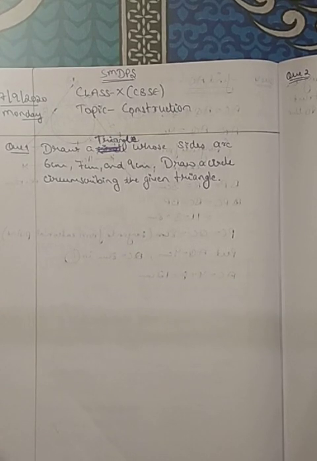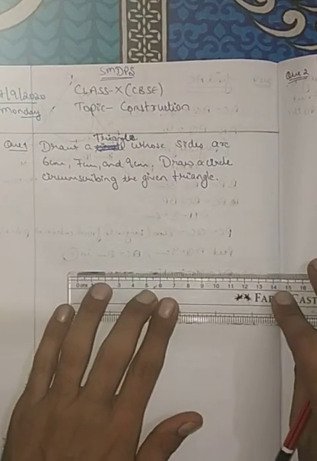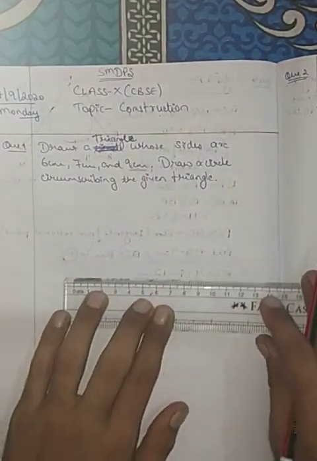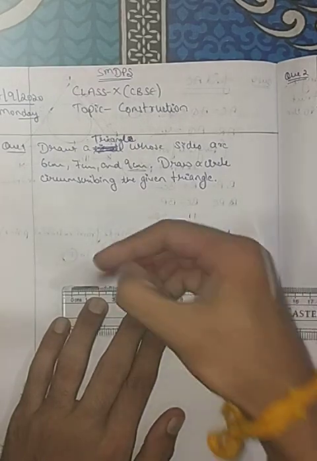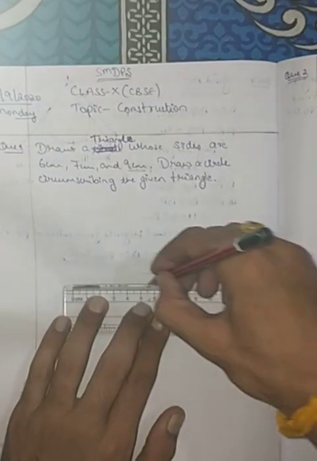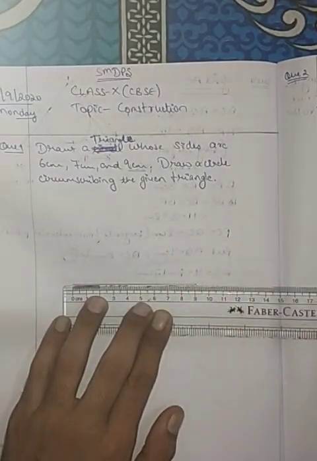So the first question that we are going to discuss is: draw a triangle whose sides are 6 centimeters, 7 centimeters and 9 centimeters. You already know how to draw a triangle. Let's draw. I am taking 9 centimeters as the base. Okay, now the other sides are 6 and 7.